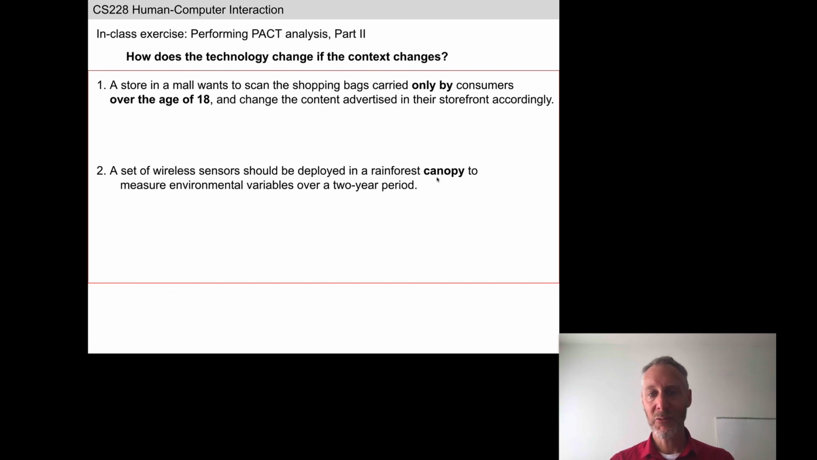Alternatively, let's make a change to physical context here. We're going to try and deploy these wireless sensors in a rainforest canopy. So I'm being a little bit more specific about where the sensors are being deployed. Take maybe 2 minutes to think about how these slight changes to P and A and C change your thinking about the technology. Again, maybe you want to write something very short in your text editor. Only describe the change you're making to your thinking, the changes you're making to your technology based on these changes. It's 9:35, take until 9:37, and then you can go ahead and copy and paste your changed technology into chat.